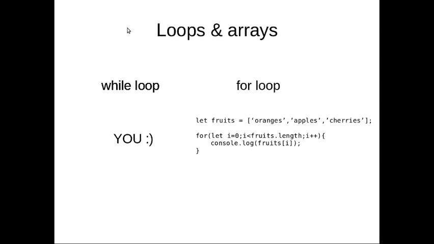So, we create fruits here: oranges, apples, cherries. Here, the same as before, let i is equal to 0. Why 0? Because 0 is also the first element in an array. Then we check if i is smaller than fruits.length. We can also make let fruitsLength is equal to fruits.length and then put the variable here. This is again a little bit more compact.